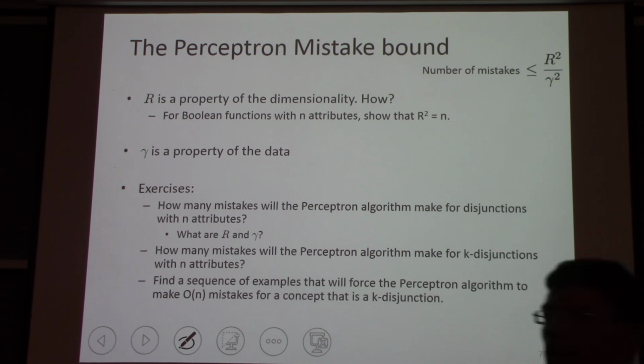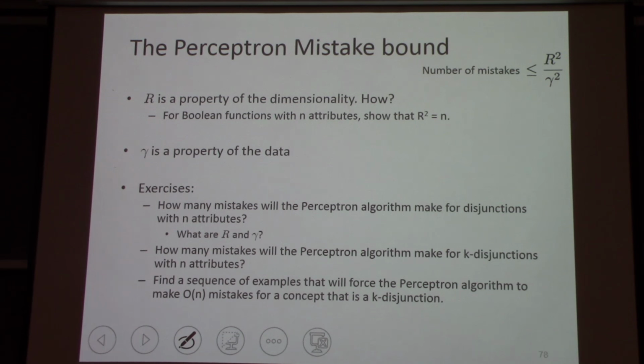Gamma, on the other hand, is not a function of the dimensionality, it's a property of the data. Gamma defines how difficult this problem is. So there is one aspect to this mistake bound, a property of the space that your examples lie in. There's another aspect to this mistake bound, a property of your data, which represents your true concept.